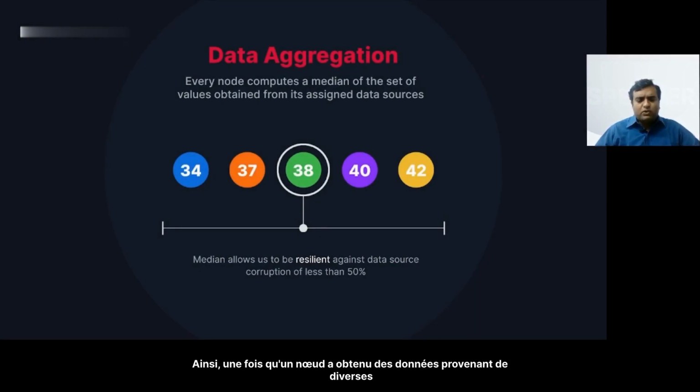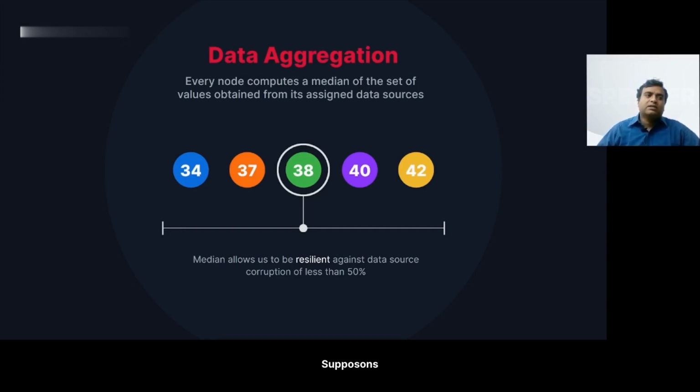So once a node has obtained data from various data sources, so let's say that it has obtained data from 5 data sources, assuming that we want to be able to tolerate failure of 2 data sources, that means that we should try to listen to 5 data sources. And then what we do is that we compute a median. Why median? Because median is a robust way to statistically aggregate data where as long as the data corruption is less than 50%, it's not going to affect the median.